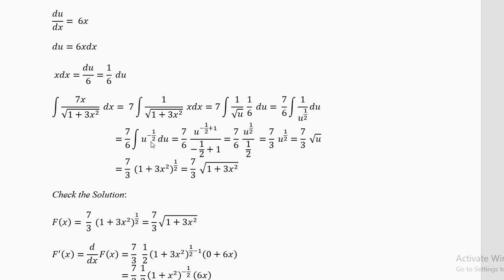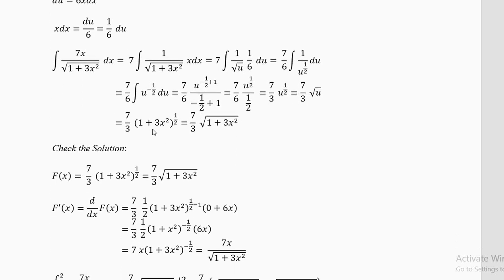u power half in the denominator means u power minus half, because from the denominator you have to shift it to the numerator. So it is u power minus half. The rule is u power n plus 1 divided by n plus 1, so minus half plus 1 gives u power half divided by half. 7 by 6 divided by half is 7 by 6 into 2 by 1, which is 14 by 6, which is 7 by 3. And u power half, which is 7 by 3 square root of u.